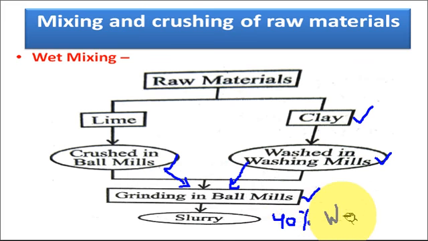So homogeneous mixture of both of these materials is prepared with the addition of the 40% water in it. So finally the slurry of the raw material is prepared in the wet mixing, and amount of water is 35 to 40% in that slurry. So paste-like structure of the raw material is prepared in the wet mixing.